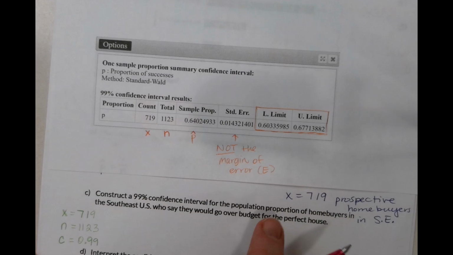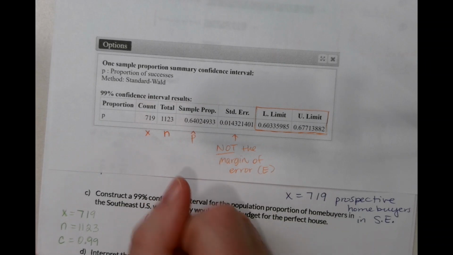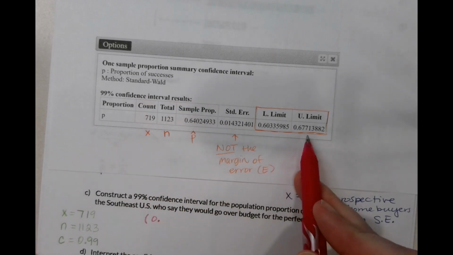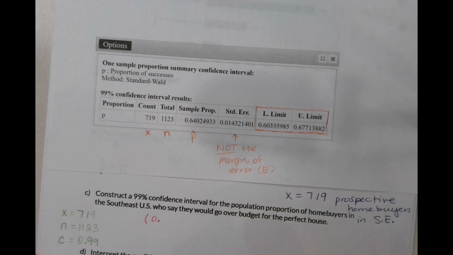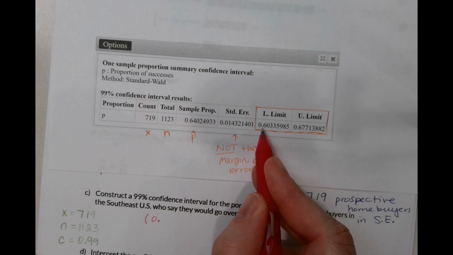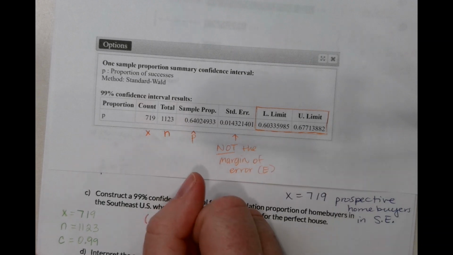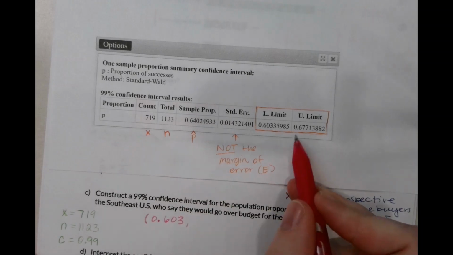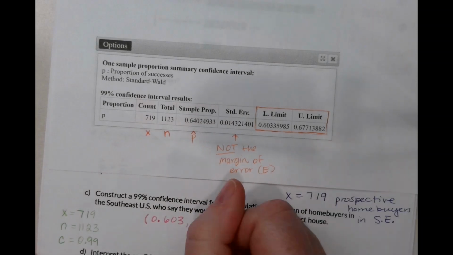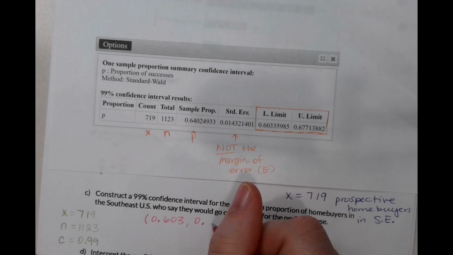So our interval notation, that's when we use our parentheses and just put our numbers in. I'm going to round to 3 decimal places since that's what our sample proportion that we were given was rounded to. So I'm going to say that my lower limit is 0.603. And then my upper limit of that confidence interval is 0.677.